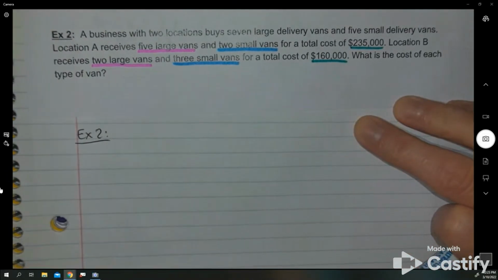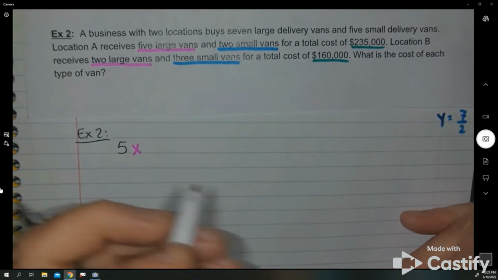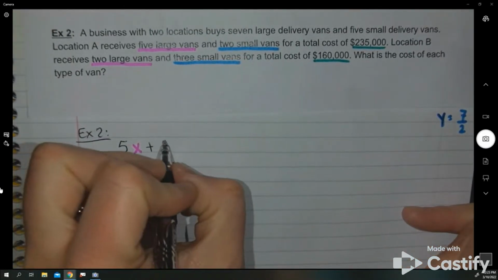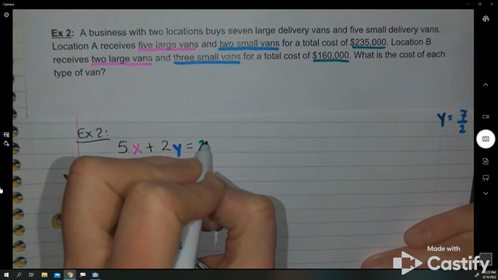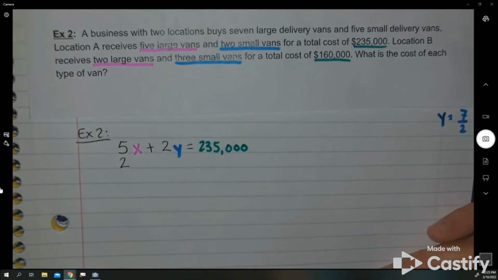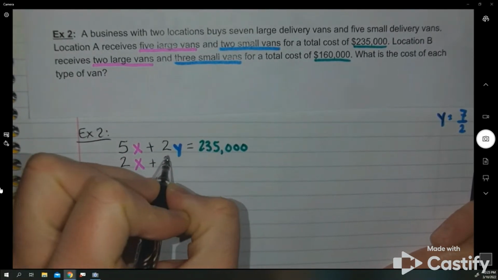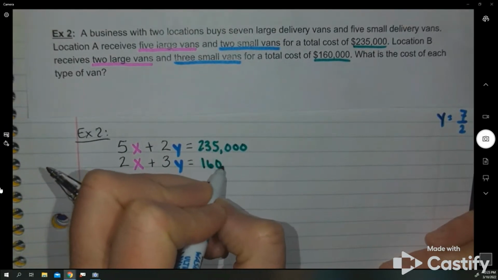So if I'm looking at it, I have 5 large. So I have my X's, we said were the large ones. So I have 5 X's plus 2 small. So that was our Y, 2 small equals $235,000. For location B, I had 2 large and 3 small for a total of $160,000.